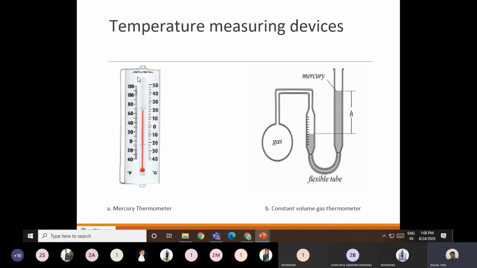Is there any doubt, students? Are you able to correlate how the thermometer works on the basis of zeroth law of thermodynamics? Yes, sir. Okay, good.